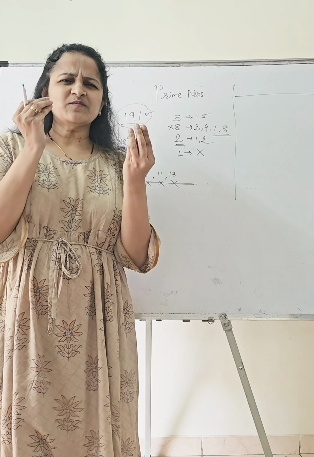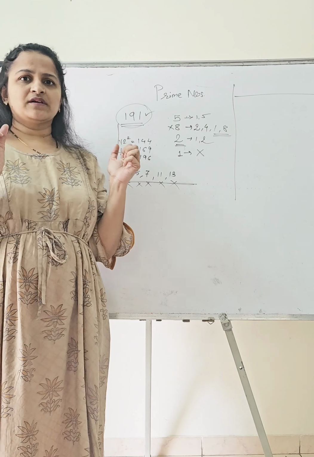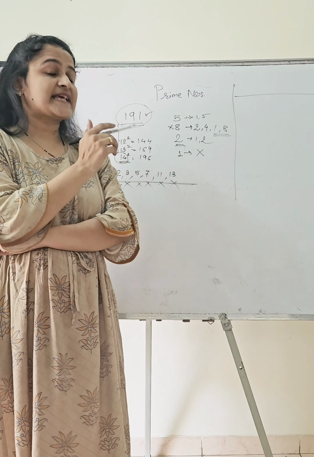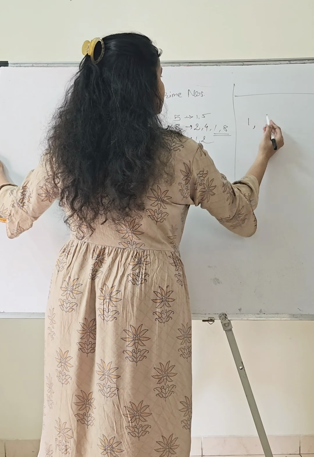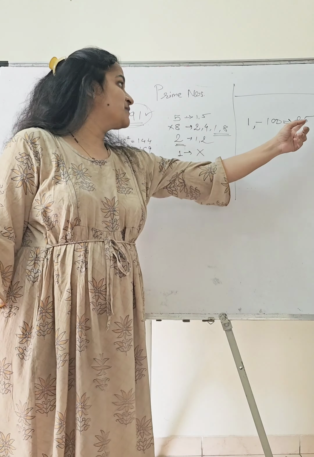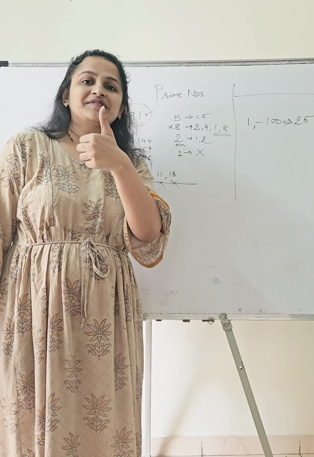Now there are some small facts which I would like to throw light upon. First, 1 is a non-prime, non-composite number, right? Second fact: between 1 to 100, how many prime numbers are there? There are 25 prime numbers. Your homework is to list down all those 25 prime numbers and share them with me.